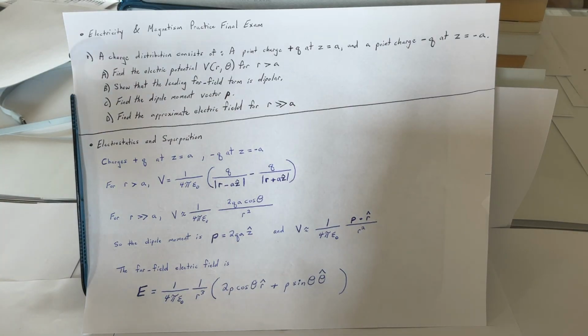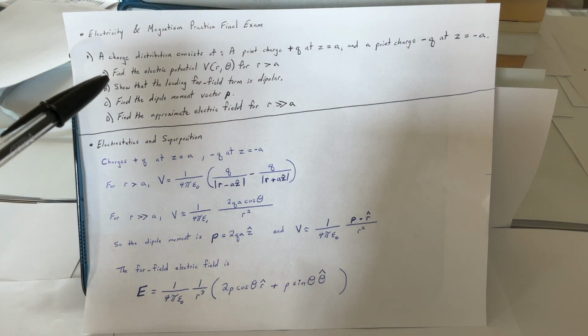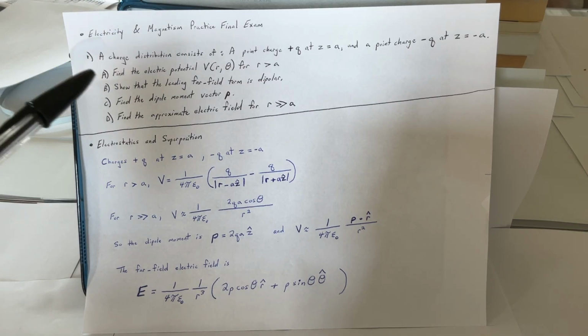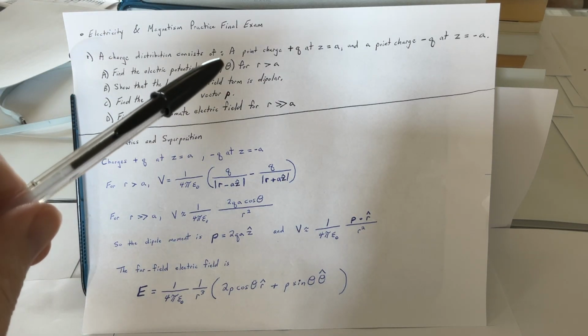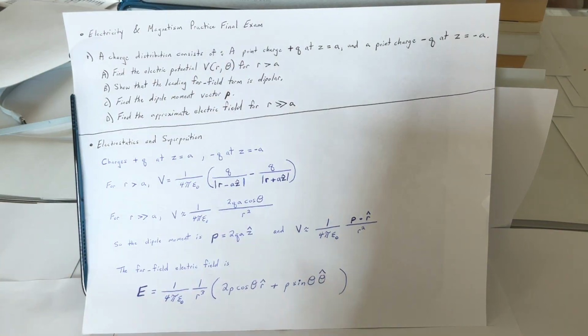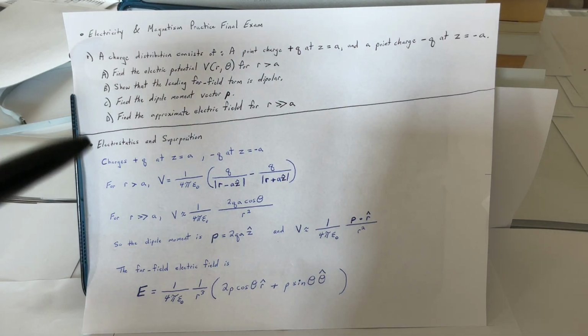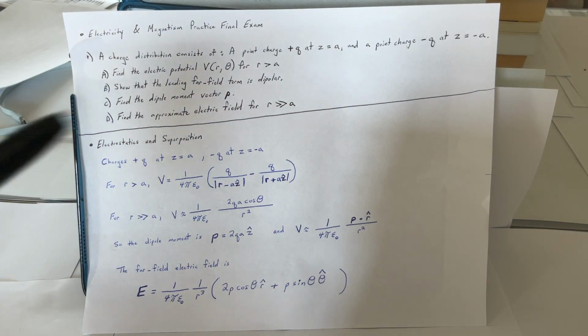Okay, so we have the electricity and magnetism practice final exam. Let's begin. Number one: a charge distribution consists of a point charge plus Q at z equals a and a point charge negative Q at z equals negative a. For a, b, c, and d, find the electric potential V of r, theta for r greater than a.